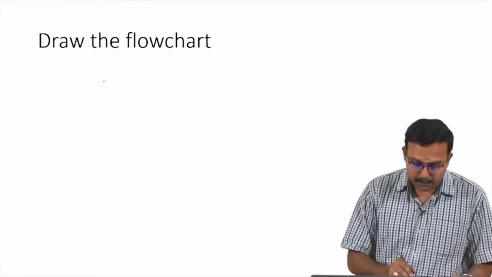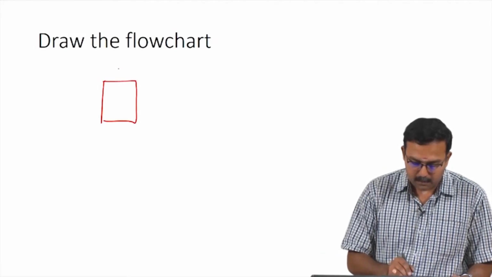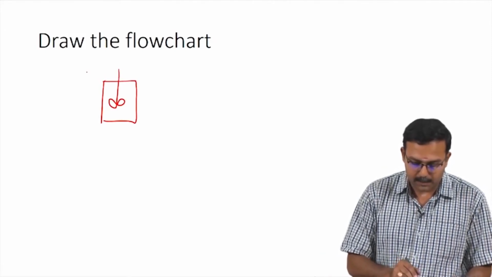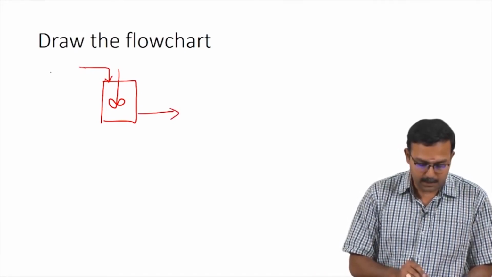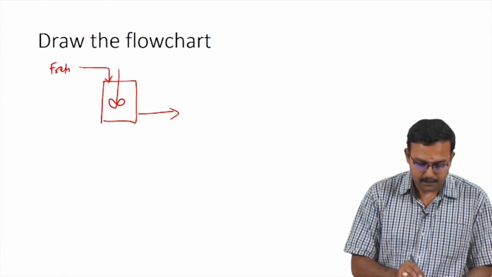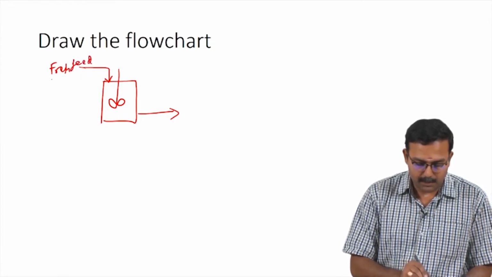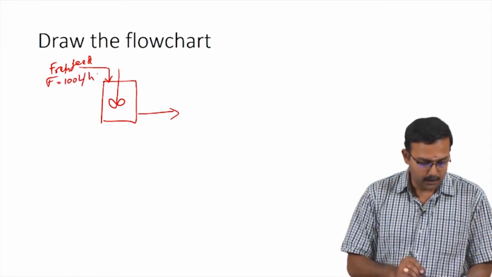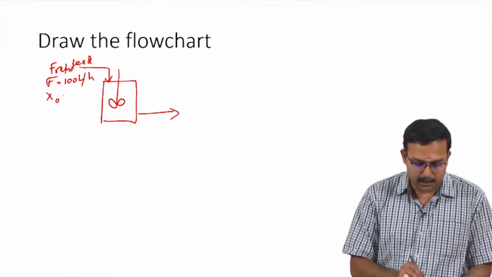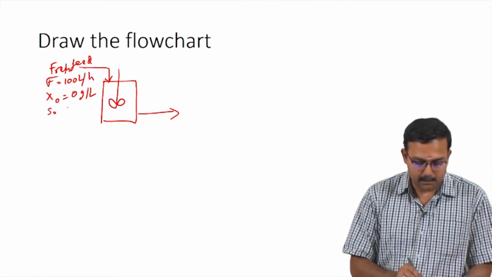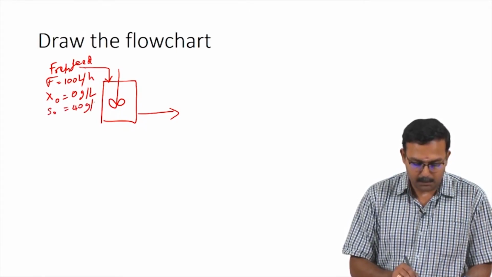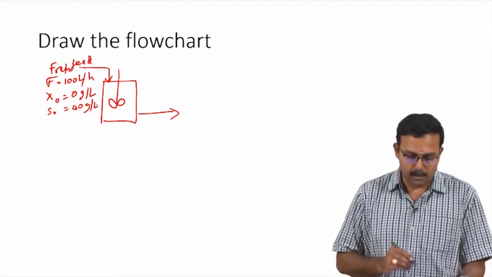For the first setup, you have a chemostat. So, this is the representation for a chemostat, has one input and one output. The input is fresh feed which is coming in at a rate of F equals 100 liters per hour. We have also been told that it is a sterile feed, which means x naught equals 0 grams per liter, and substrate concentration in this stream has been given as 40 grams per liter. The substrate used here would be glycerol.